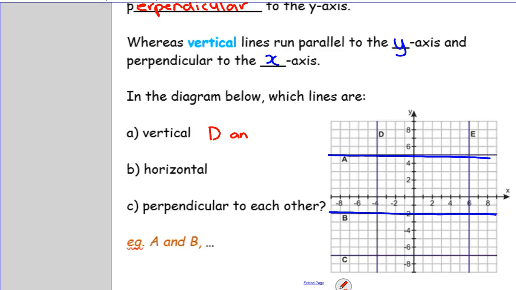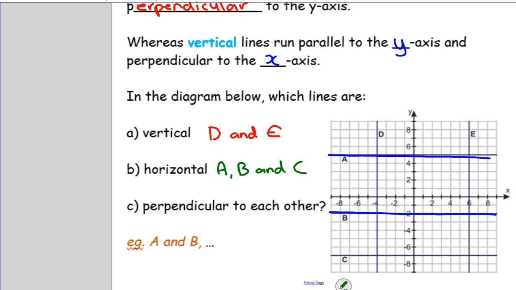D and E are parallel to the y-axis. Horizontal lines, you've probably got 3 of them. I think what they would be. That's right, A, B, and C are your horizontal lines.